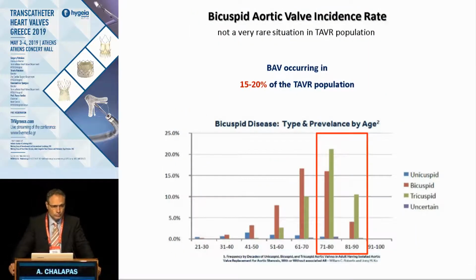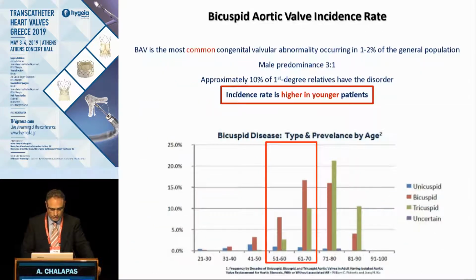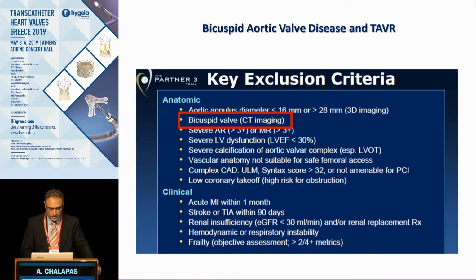What we know is that the bicuspid valve is not a so rare situation in the TAVI population. It occurs in up to 20% of the cases. And according to recently published data regarding both self-expandable and balloon-expandable valves, we expect that in the future, TAVI is going to expand to a younger population as well. And this group of the population is characterized by a higher incidence of bicuspid valves.